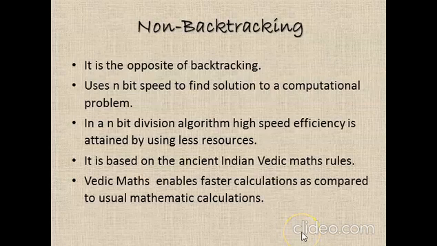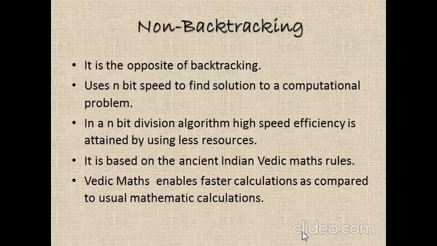Now let us see non-backtracking. It is just the opposite of backtracking. It uses n-bit speed to find a solution to a computational problem. By n-bit speed we mean that the speed of execution is maximized, or the efficiency of execution is optimized by using fewer resources. Using fewer resources, we are optimizing the speed efficiency.